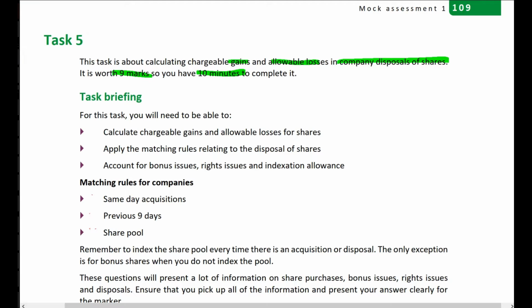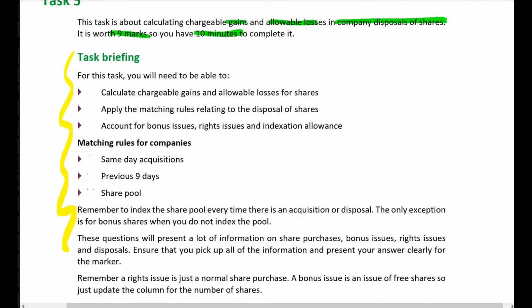What then follows is what we call a task briefing. This is an overview of the technical knowledge, a bit of a reminder for you in terms of what you need to know to be able to cope with a task 5. If you feel a bit weak on this area, you might like to have a read through that. Just pause the lecture and have a read through the task briefing before we get going. If you feel like you're pretty much on top of that, or you certainly feel able to listen to a recording on a question, then feel free to go with it. I will be explaining things as we go along.